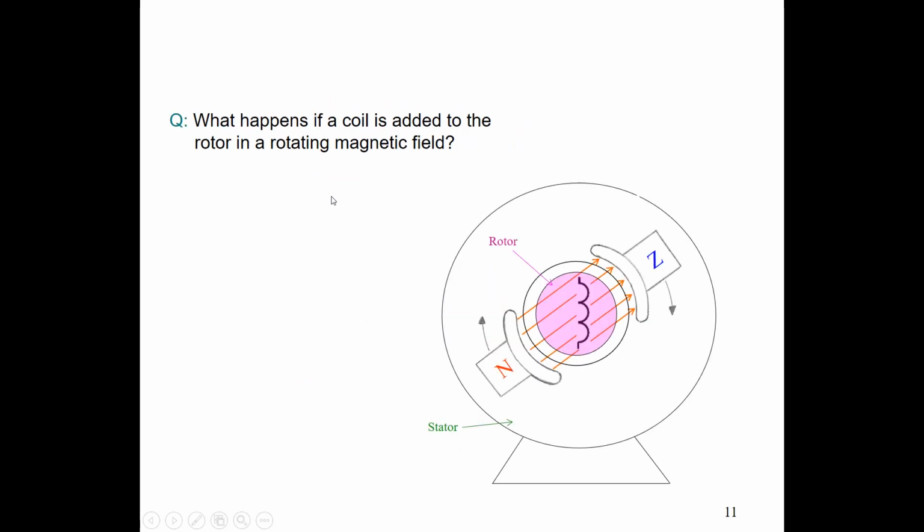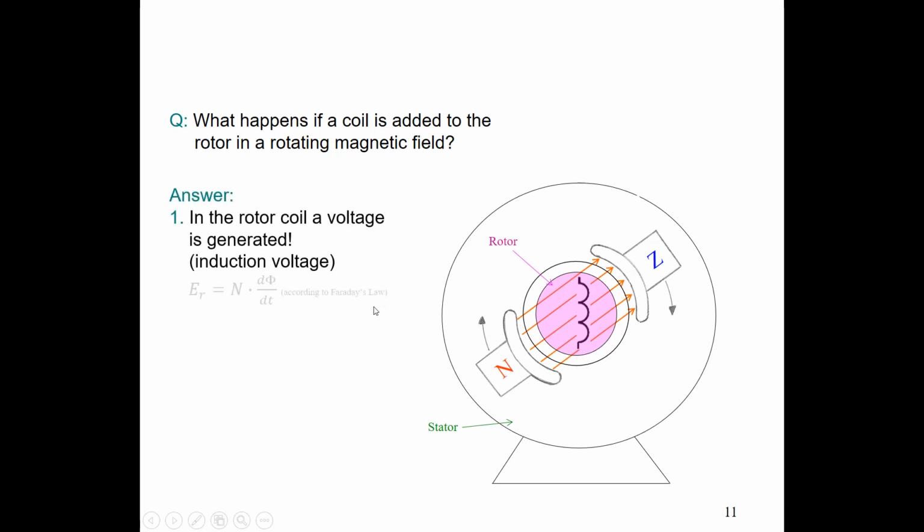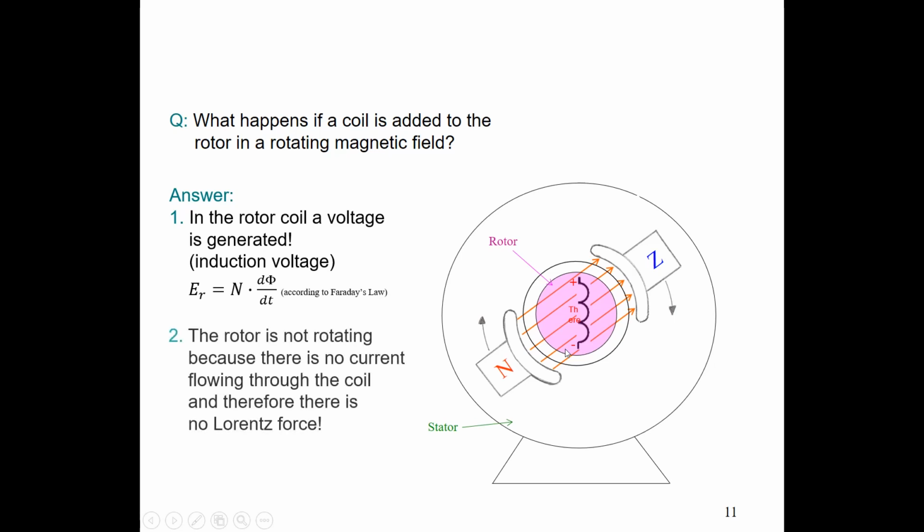So now what happens if a coil is added to the rotor in that rotating magnetic field? That coil is experiencing a changing magnetic field. Due to the changing magnetic field, a voltage is generated in that coil, which we call the induction voltage, also known as the back EMF voltage. And what we want is that a current will flow in that rotor, because when a current flows in the rotor, Lorentz forces are generated, and in that case a torque will be generated.